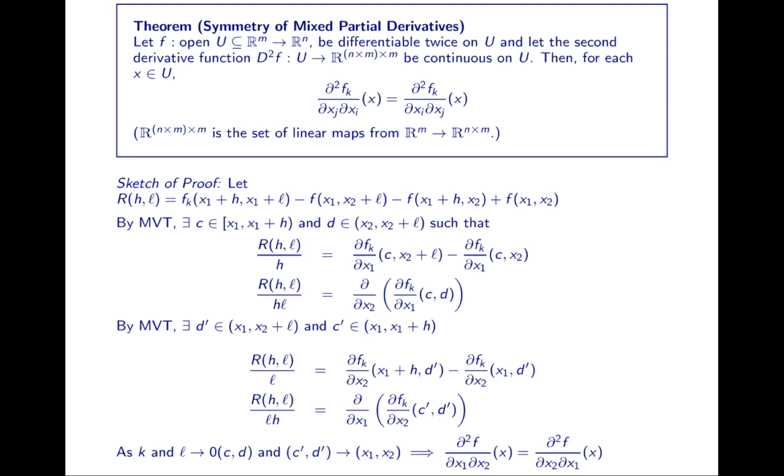So for the sake of completeness, here's a sketch of that proof, but essentially it's two applications of the mean value theorem, first in the second coordinate, then in the first coordinate, and then again in the first coordinate, then the second coordinate, and showing that as you take the limit of your perturbations, you end up with the same thing, given the continuity requirement. So the proof is there if you want to pause it and study it, but we've covered the idea.